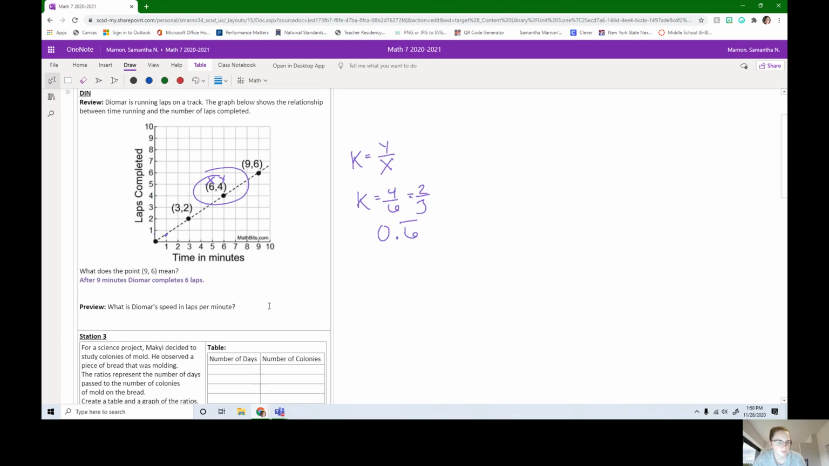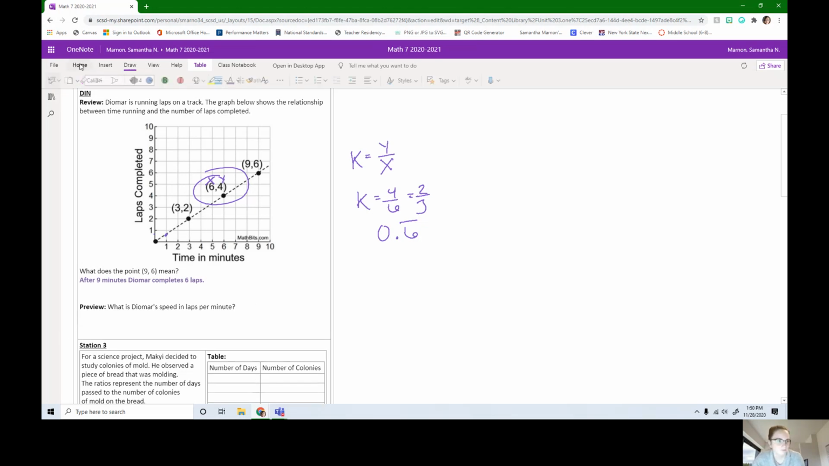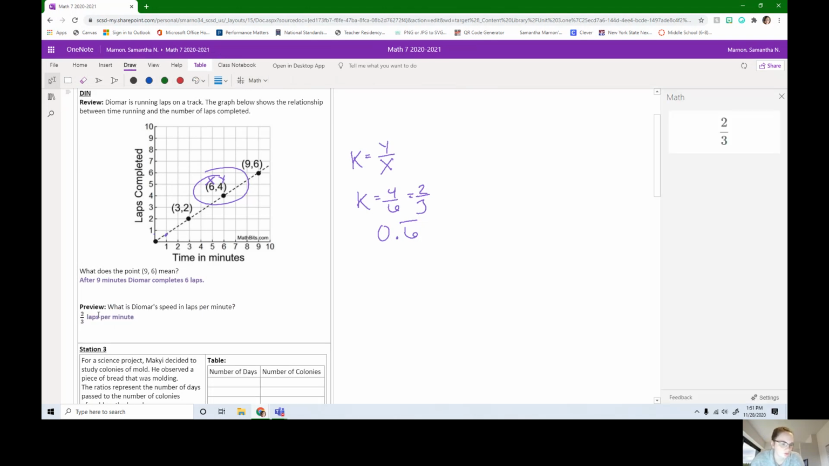Let me switch to typing here. He runs 2/3 laps per minute. And you can leave it with the slash if you wanted to write it as a fraction. Or again, we can change this using the math feature. So under draw, there's this math button, and it will just change it to look like a fraction for you.